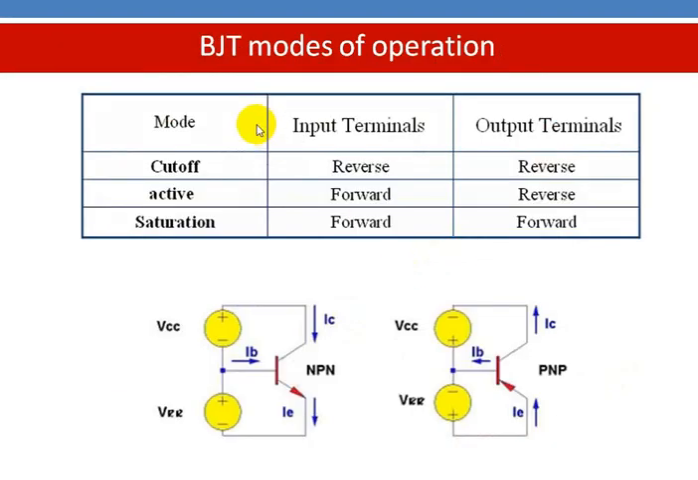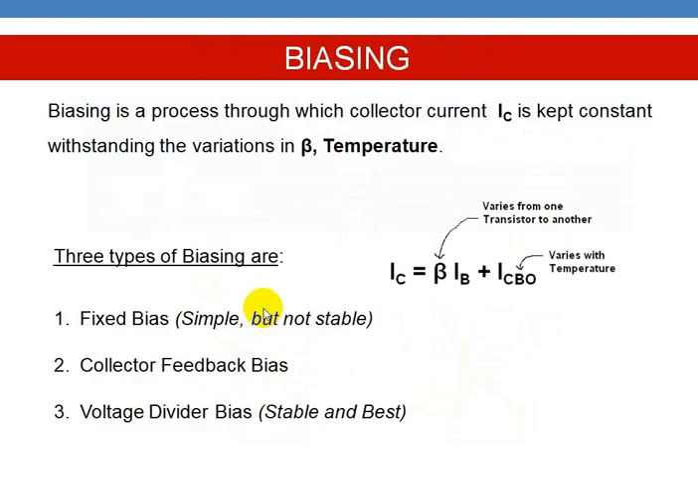Coming to the modes of operation, it can operate in three different modes. Cut-off mode: the transistor is in off state, both junctions are reverse biased. When it is operating in the active region, input terminals are forward biased and output terminals are reverse biased. When it is operating in the saturation region, the device will be fully conducting, both junctions are forward biased. So here the polarity is shown. That is the polarity of voltage that is connected across collector-base junction and base-emitter junction for PNP and NPN transistors.